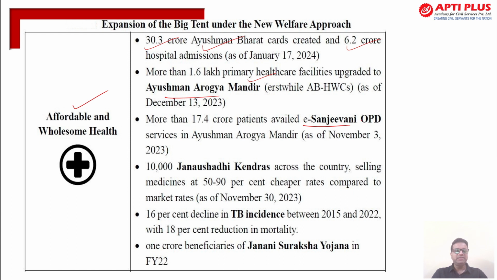E-Sanjeevani OPD. This has actually also helped during the COVID-19 pandemic. Jan Aushadhi Kendra was also there. There are Jan Aushadhi medicine centers to provide generic drugs at affordable cost. There was a 16% decline in TB cases, and even as part of Jan Suraksha Yojana, it was actually ensured that 1 crore people got the benefit of this.